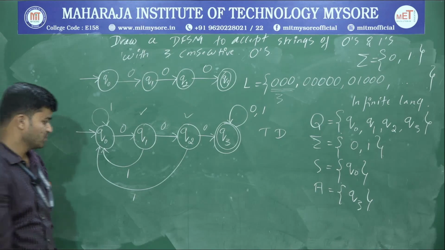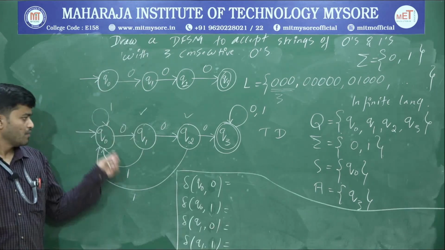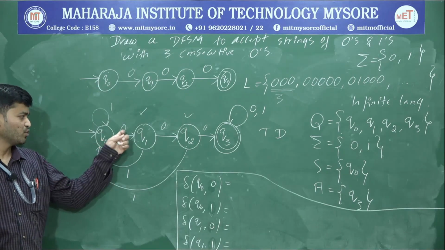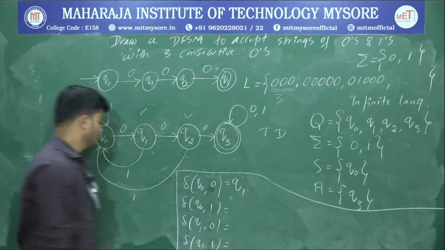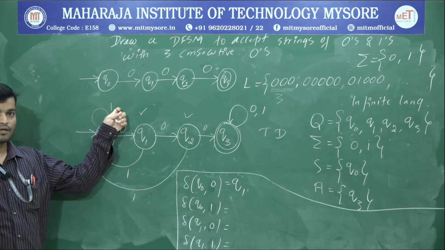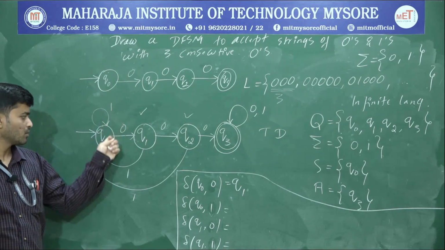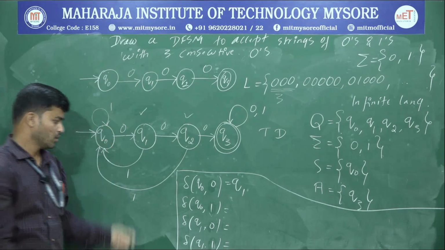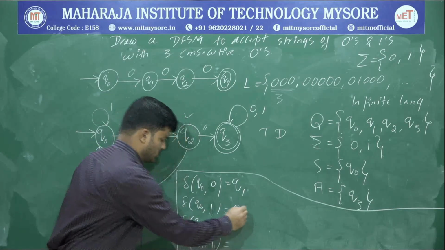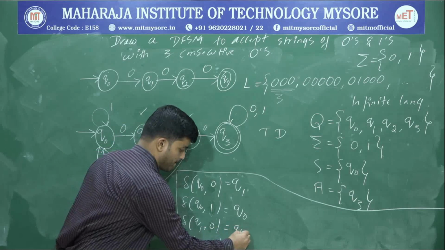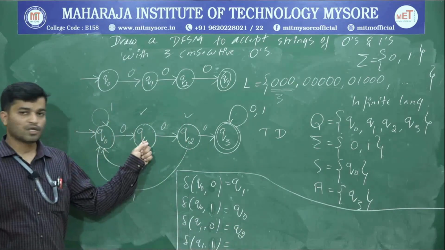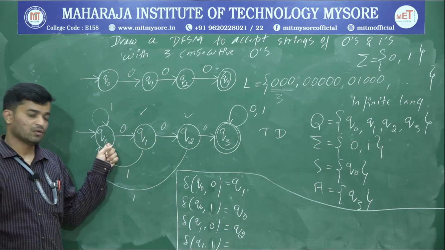Okay, and what's the last tuple? Last tuple is the transition function. So delta of Q0 upon 0 is Q1. Delta of Q0 upon 1 is again Q0. So Delta of Q1 upon 0 is Q2. Delta of Q1 upon 1 is Q0.